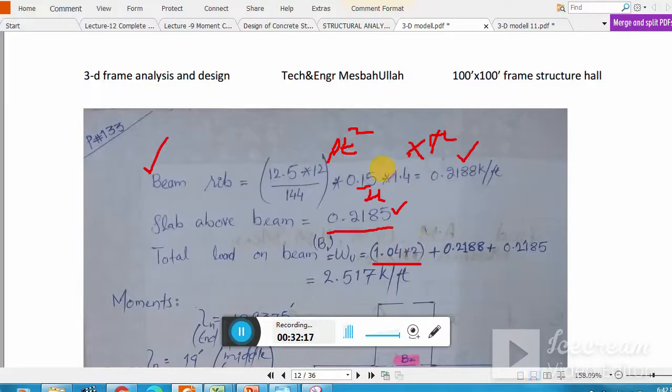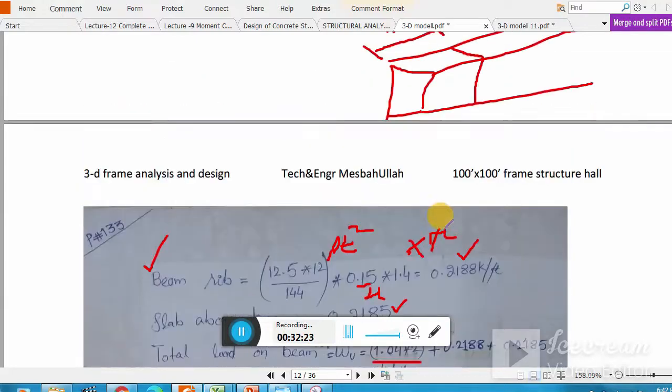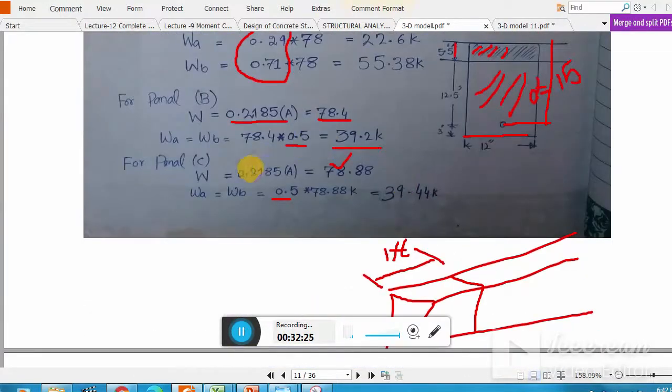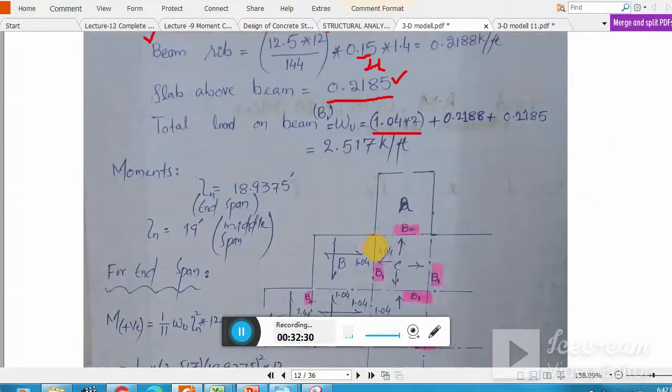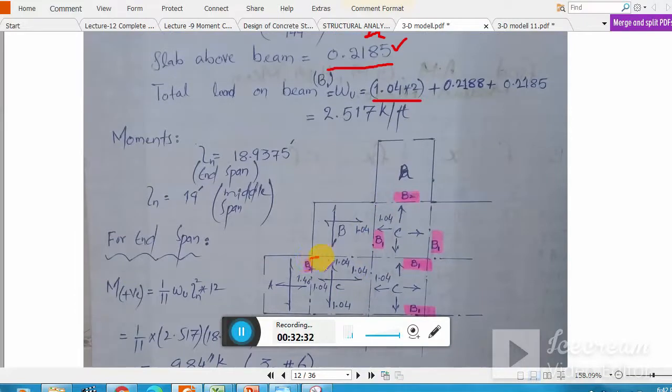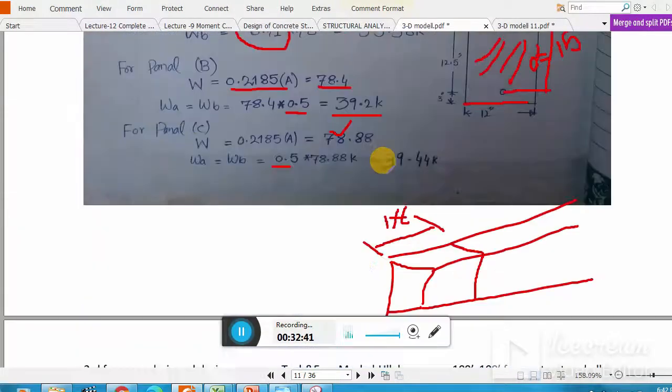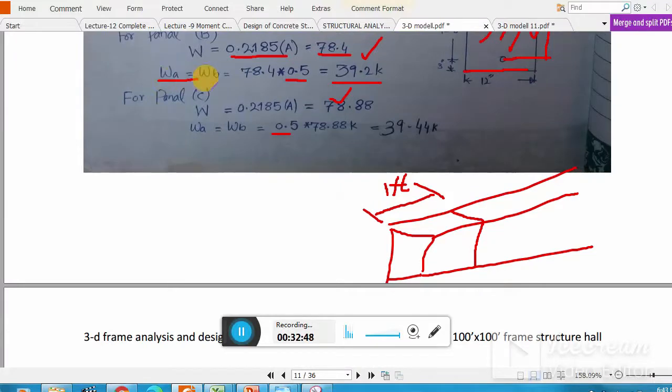Now total load on beam B1, W is 1.04 times... Now from where does this 1.04 come out? In my next lecture, inshallah, I will show you graphically, but here you see 39, because on beam 1, this is my beam 1, this one. Load is coming from panel B, panel C, and then again from panel B. Now the panel B weight is 39.2 kip. Okay, so 39.2 kip, you see WA and WB.